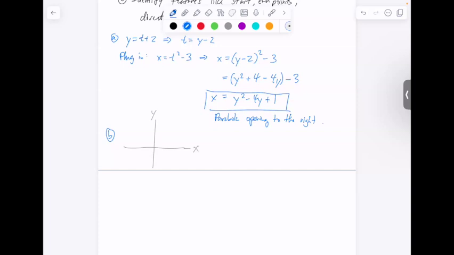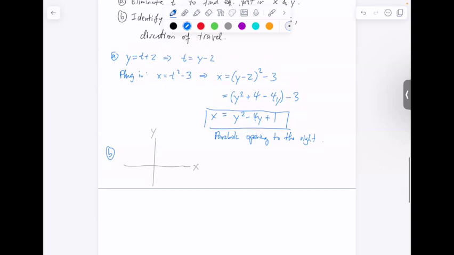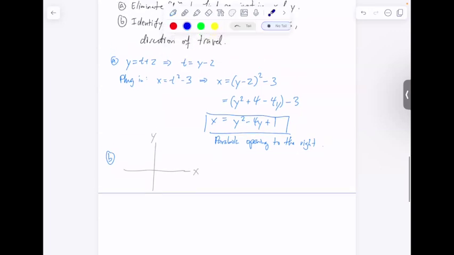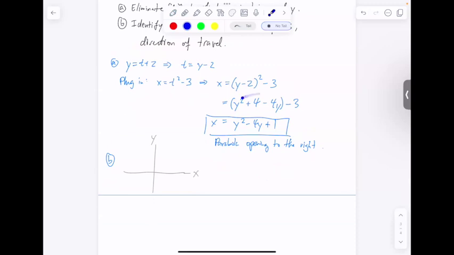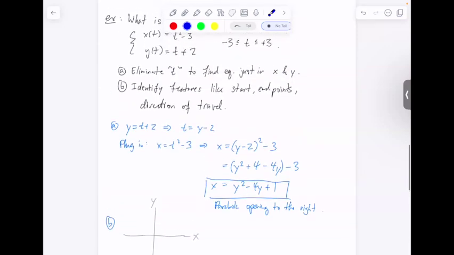Okay, so how do I identify features of this? Well, depending on how specific you're asked, you could identify the roots of this thing, right? If it's a quadratic, you can solve for when x is equal to 0 to get the y-intercepts. So when x is equal to 0, you use the quadratic formula to find the roots and the intercepts, and all that junk, right? But there's an easier way here. You could find where the starting and endpoints are, right?